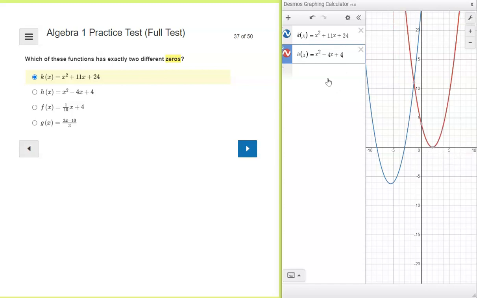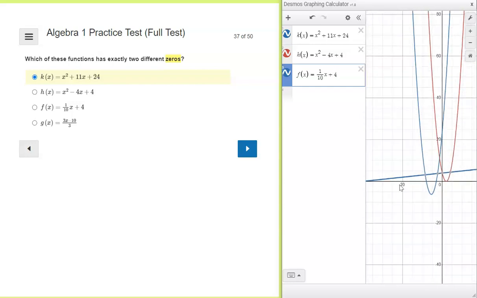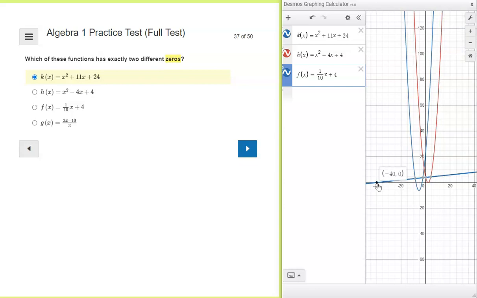Yep, this one only has one x-intercept. That's not going to work. That one also has only one x-intercept right there, right? And then this one will also have one x-intercept. So it's going to be the first one, but I'll follow through on what I said. Try all of them, okay? 3x minus 10 over 3. Yep, this one also has only one x-intercept. All right.